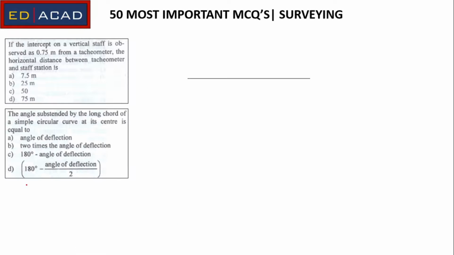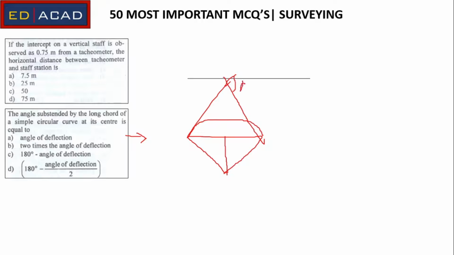Let's look at our next problem. The angle subtended by the long chord of a simple circular curve at its center is equal to. So let's look at this with the help of this figure. So this is our curve, and this is our deflection angle delta.